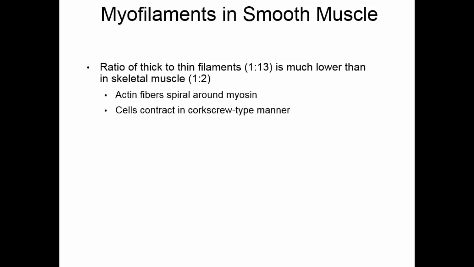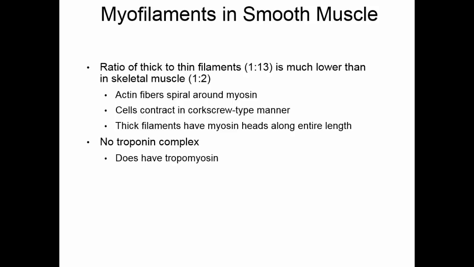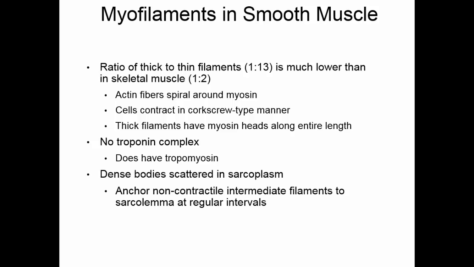The cells, when they contract, sort of twist up in a corkscrew type manner. The thick filaments have myosin heads along the entire length of the fiber because they have actin along the entire length of the fiber. There is no troponin complex, however there is tropomyosin on the fibers. There are dense bodies scattered in the sarcoplasm. These help anchor the non-contractile intermediate filaments to the sarcolemma at regular intervals. This is important in the way the smooth muscle contracts. Calmodulin is a protein that's found in the sarcoplasm. It's going to bind calcium.